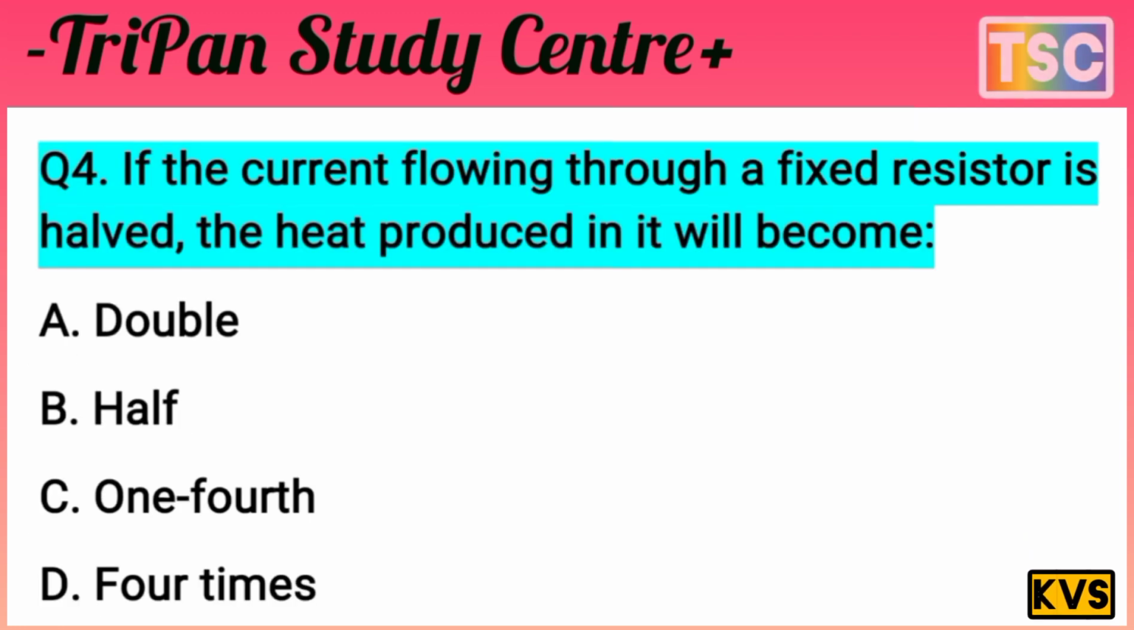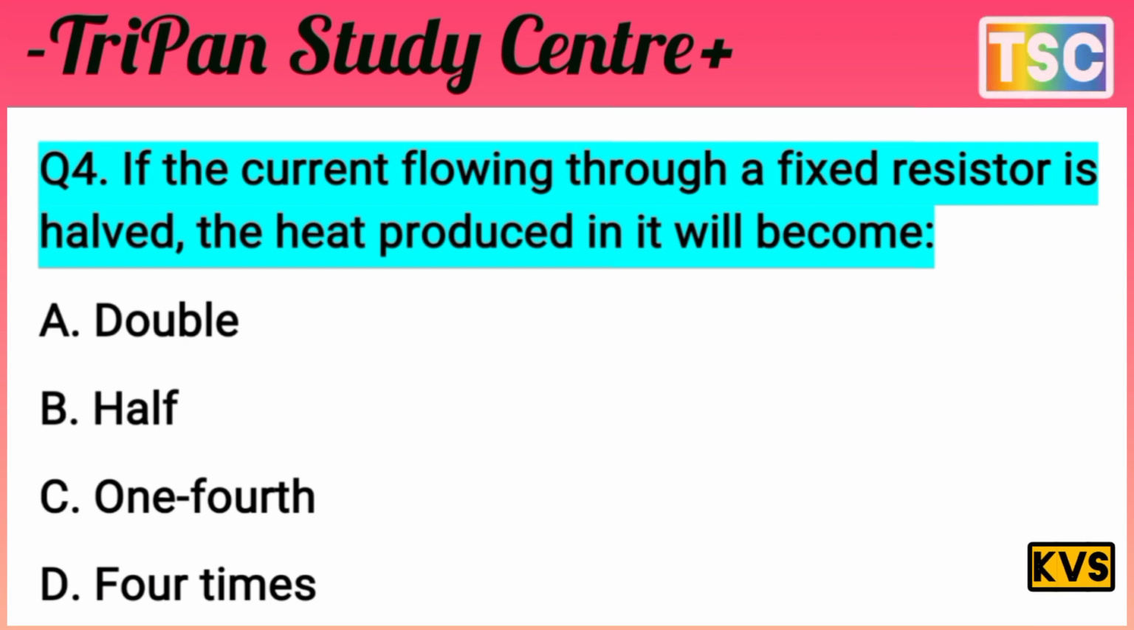The next question: if the current flowing through a fixed resistor is halved, the heat produced in it will become. We know that this question is clear. The options: A, double, B, half, C, 1/4, D, 4 times. That's an important option.